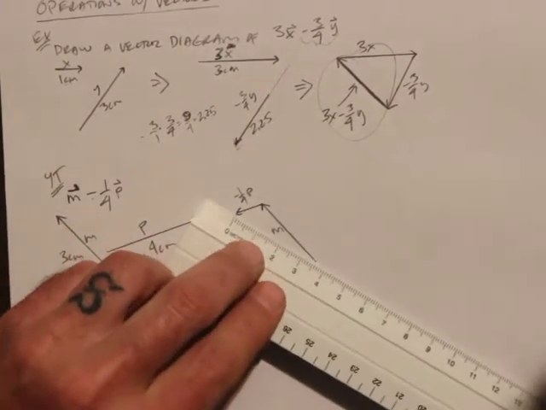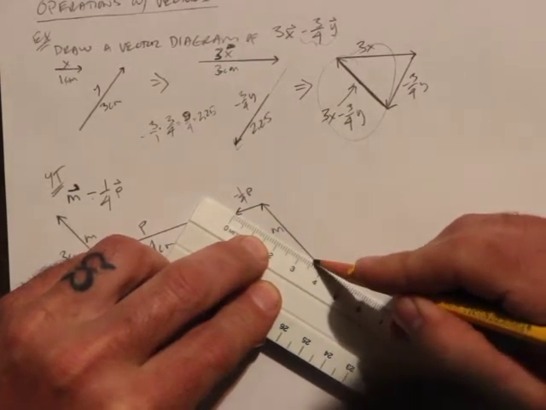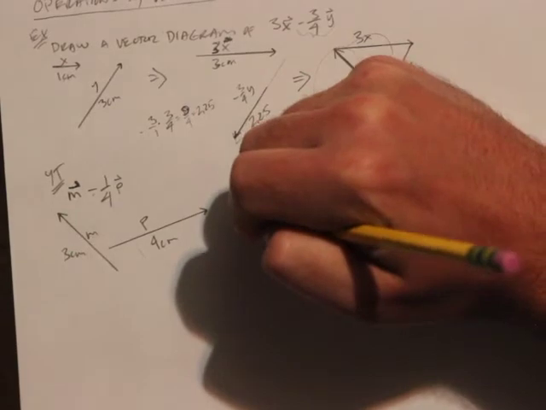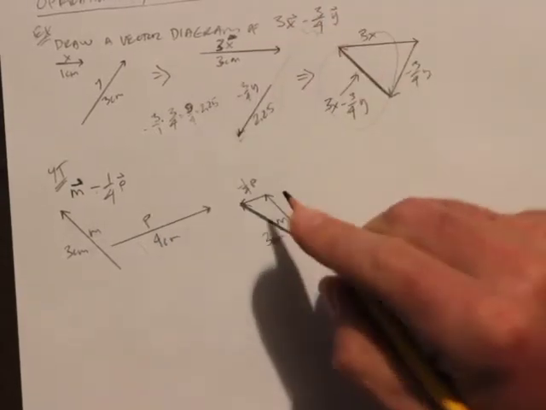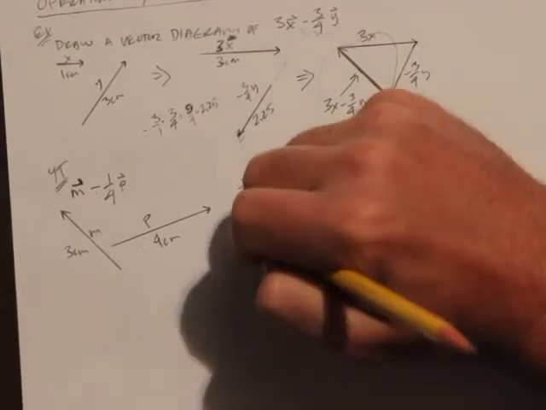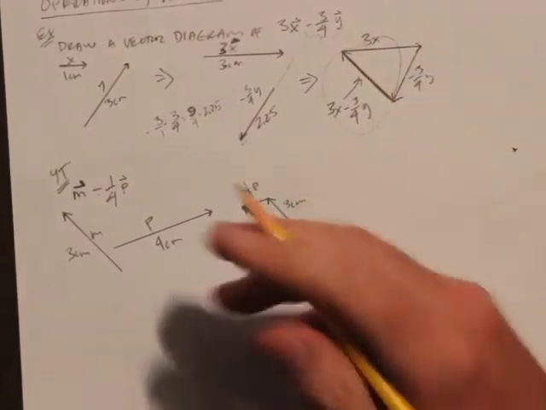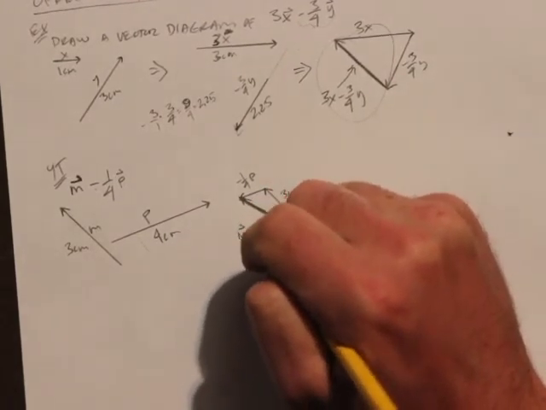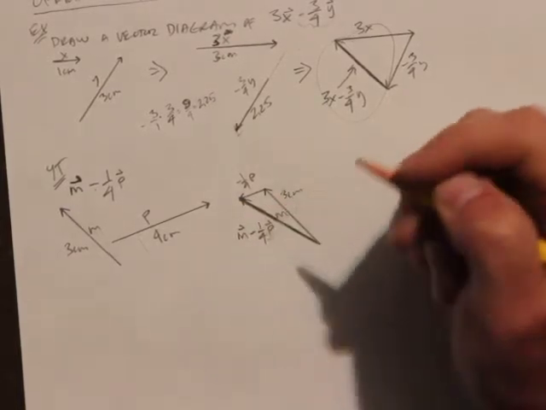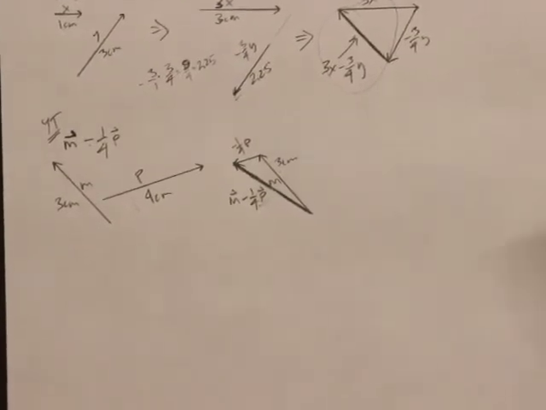And then my resultant here, I'm going to draw this from the beginning to the end. So this should be 3 centimeters over here. So here in bold is my resultant vector, which is vector m minus 1/4 vector p. Cool. Hope you guys got that one all right. And we're going to keep going. We got a little bit more here.